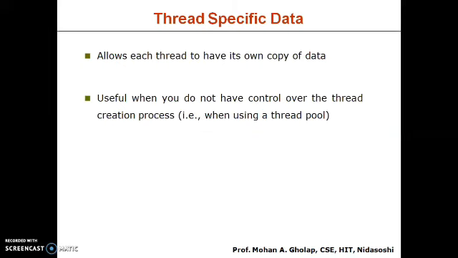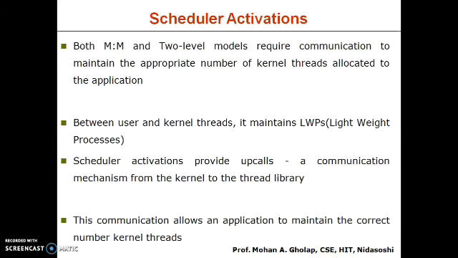The next one is thread specific data. We know that whenever a new thread is created, by default it will be sharing the process's code segment, data segment, and the open files. Along with that, every thread may want to have its own specific data. It is nothing but thread specific data. It is useful when you do not have control over the thread creation process, that is, when using a thread pool.